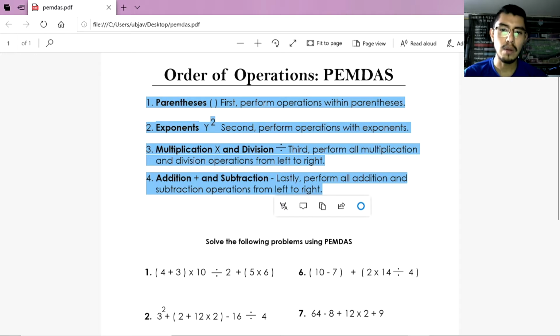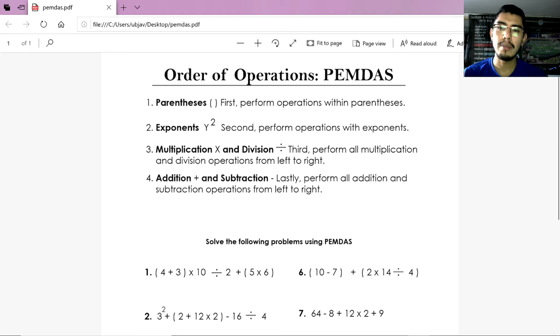So what this means, right? Parentheses, exponents, multiplication and division, addition, subtraction, right? So that's what it pretty much means. P for parentheses, E for exponent, M for multiplication, D for division, A for addition, S for subtraction.